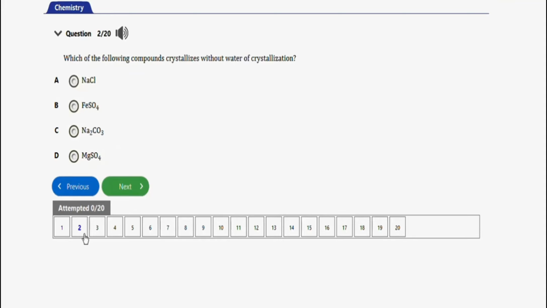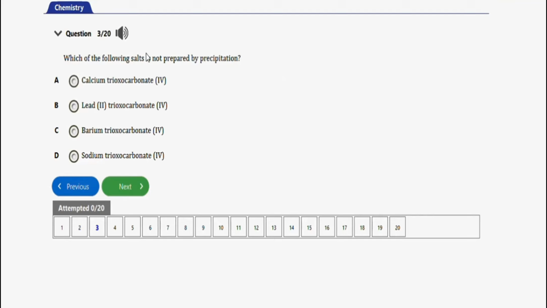Next question. Which of the following compounds crystallizes without water of crystallization? We have sodium chloride, iron(II) sulfate, sodium carbonate, magnesium sulfate. The right option will be option A, sodium chloride, a compound that crystallizes without water of crystallization. Next question. Which of the following salts is not prepared by precipitation? We have calcium trioxocarbonate(IV), barium trioxocarbonate(IV), sodium trioxocarbonate(IV). The right option here will be option D, sodium trioxocarbonate(IV).